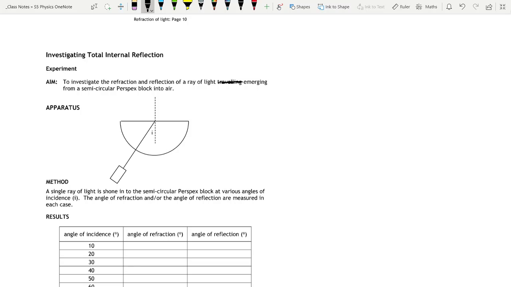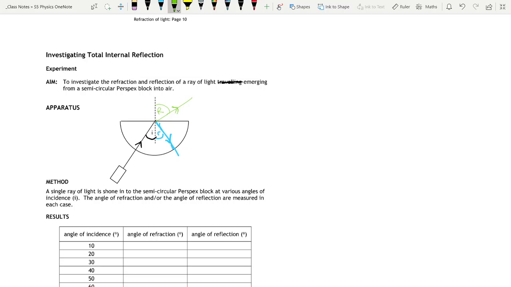Okay, so the rays involved here: you would have an incident ray and an angle of incidence. You would also have a reflected ray, and that's the angle of reflection. We'll call that little r. And you would also have a refracted ray, and an angle of refraction, which we'll call capital R.